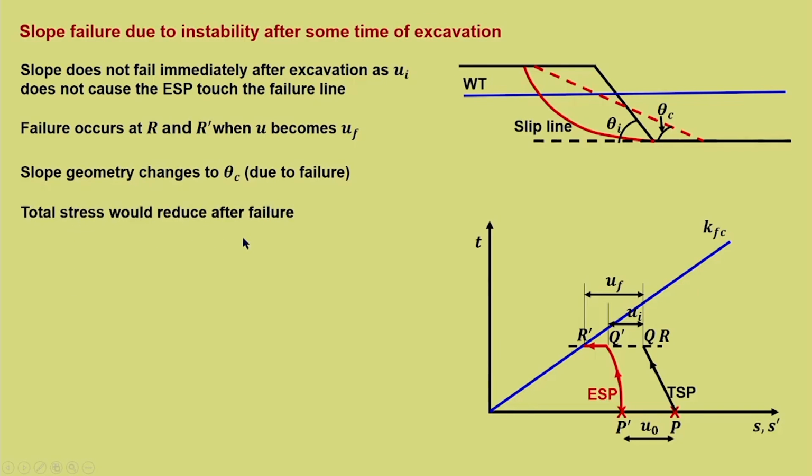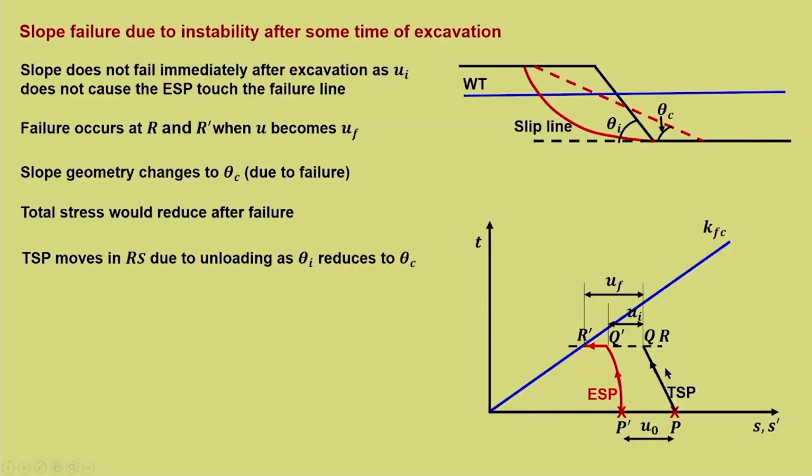Total stress now would reduce after failure. Why does the total stress have to reduce? Because the slope height has reduced and the failure has occurred, and the slope angle got changed. So, definitely the total stress path also would change because the total stress is reducing. In the earlier cases, total stress did not change. So, TSP moves in RS. It moves downwards due to unloading as theta I reduces to theta C.